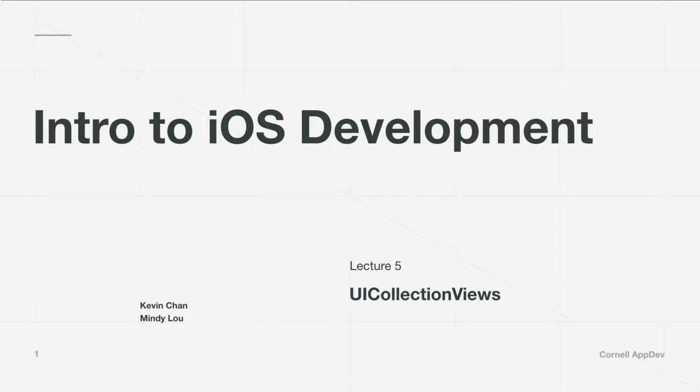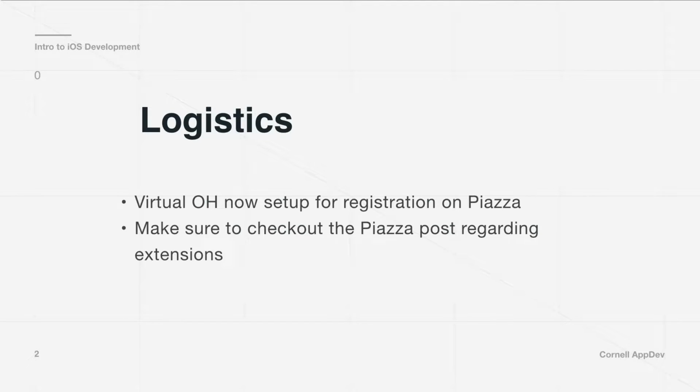So today we're gonna be talking about collection views. Going over some logistics. Just like again from last week, virtual office hours are now set up on Piazza, and if you want an extension, make sure to ask at least 24 hours before it's due. So like on Saturday.